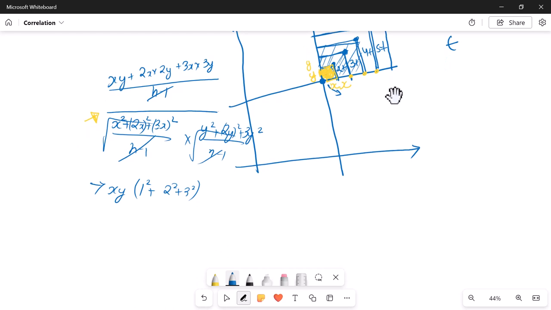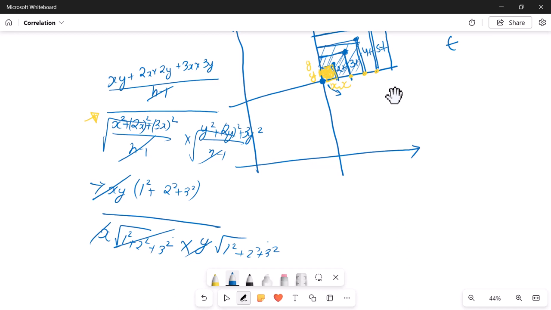In the denominator, again, we can factor out x from this side, and what we'll be left with, again, inside the square root, will be 1 squared plus 2 squared plus 3 squared, times, we'll factor out y from the other side as well. We'll be left with again 1 squared plus 2 squared plus 3 squared. The xy's will be cancelled out, and these values will cancel out as well, and we'll be left with 1.